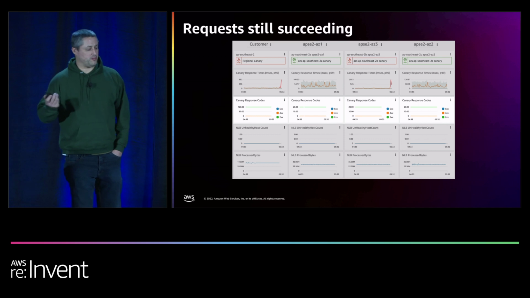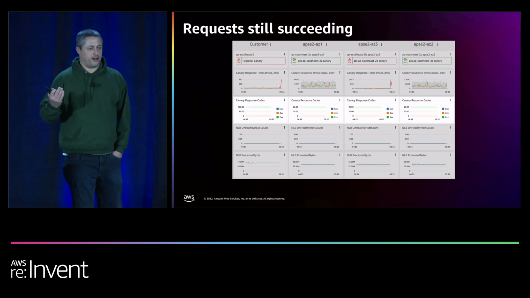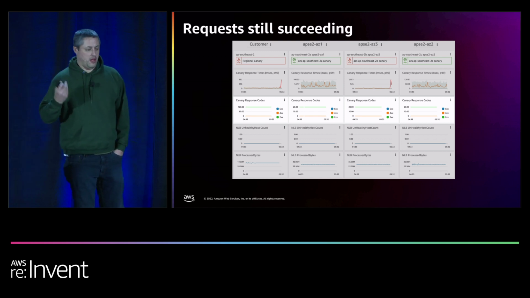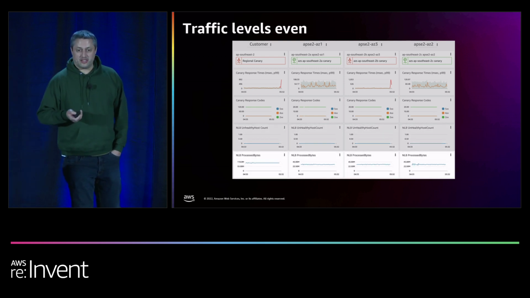But the canary response codes are the same. This is a gray failure. According to the health checkers and anything that's looking just at response codes, everything looks fine. All the hosts are healthy. Traffic is evenly spread across the AZs.